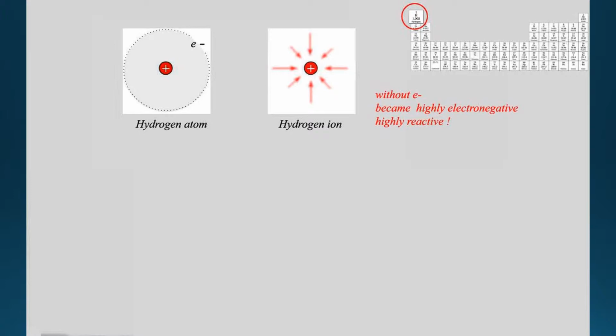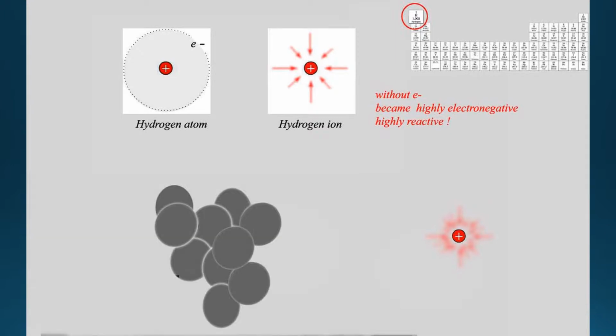And a no-electron ion is highly reactive. When this hydrogen ion meets any atom or molecule, which must contain electrons, this hydrogen ion will attack by grabbing the electron. And this is the reaction that it's causing. And that's what we're going to focus on for all the acids.